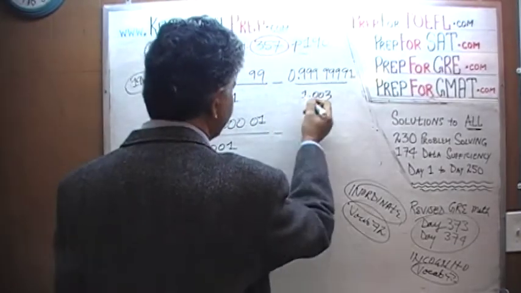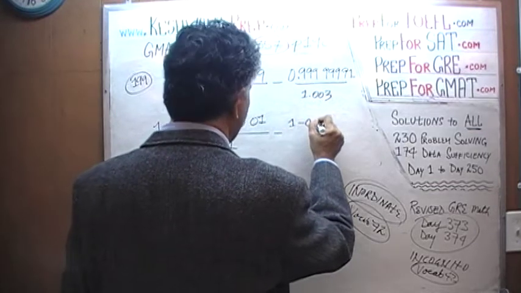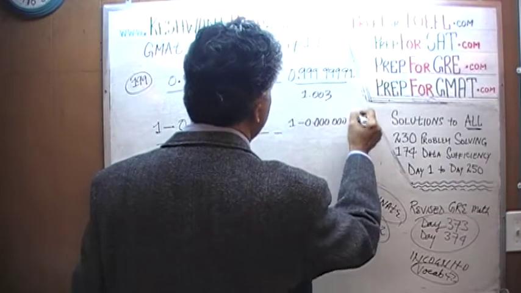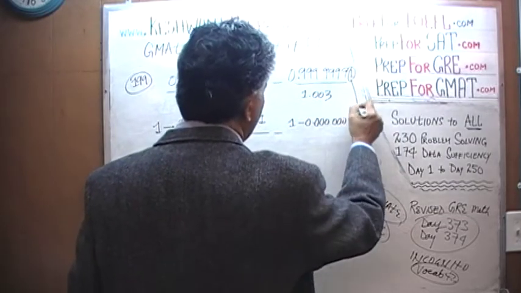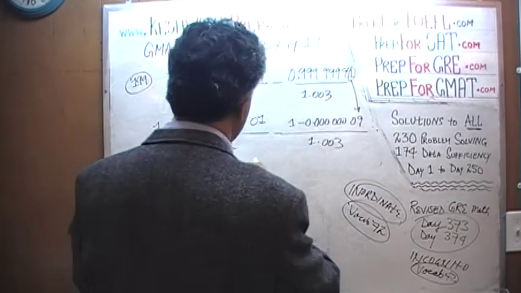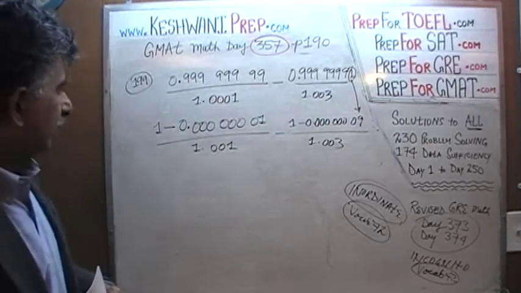Similarly, this can be written as 1 minus 0.0000009, because it's the 1. So when you subtract, it becomes 9 over 1.003. Are you with me?